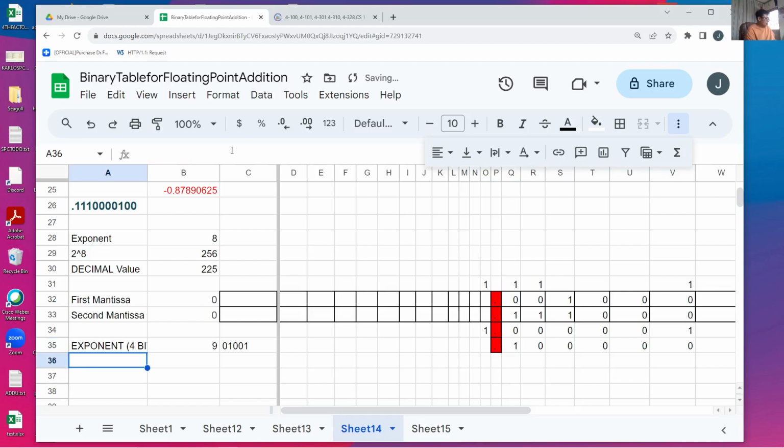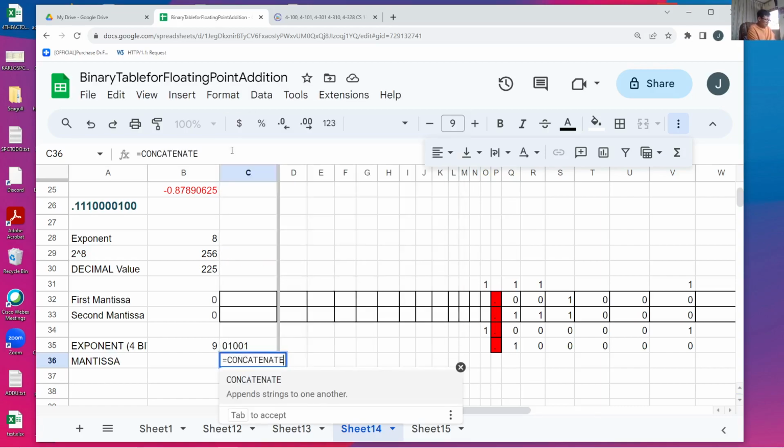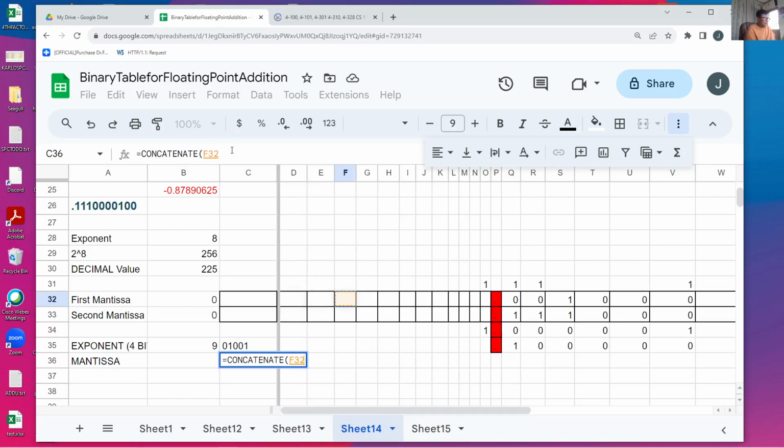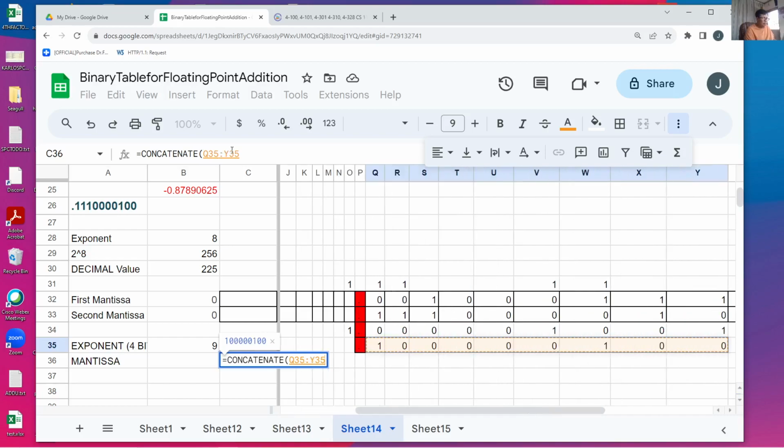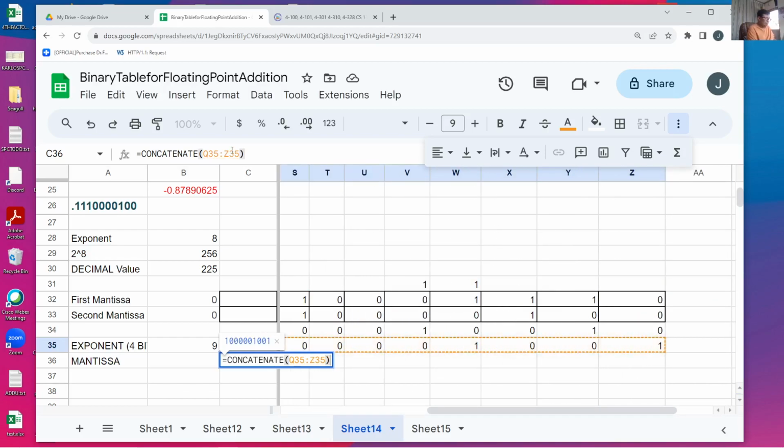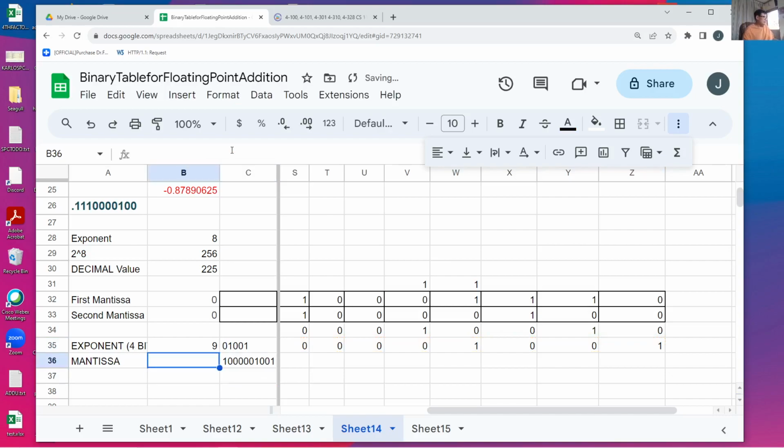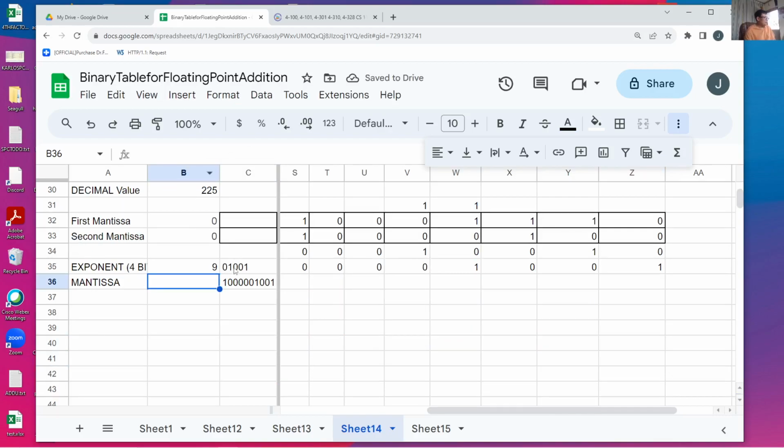And our mantissa will be the concatenation. Concatenate this. We don't have to specify the binary point because we know that this is already the binary. So this is our new sum: 0, 1, 0, 0, 1, and with the following mantissa.